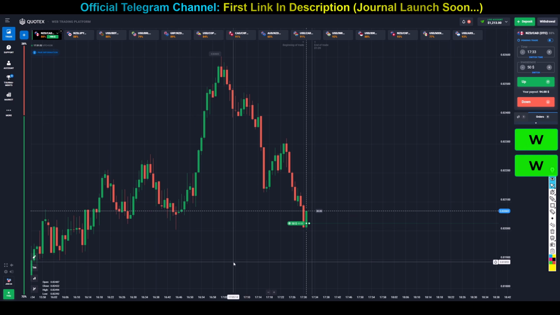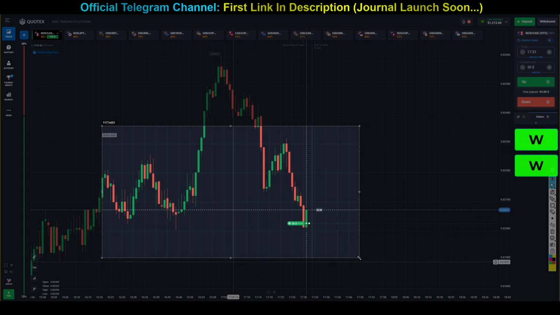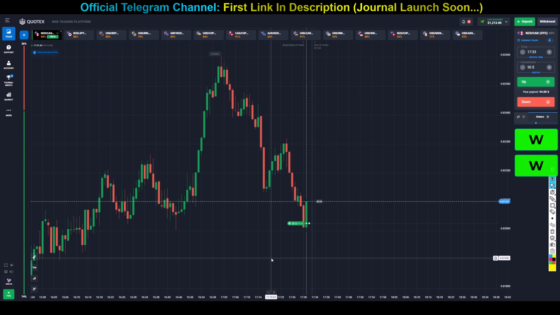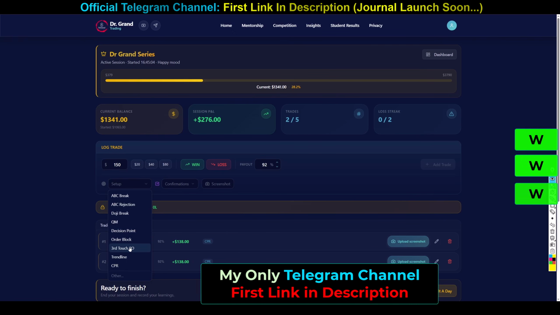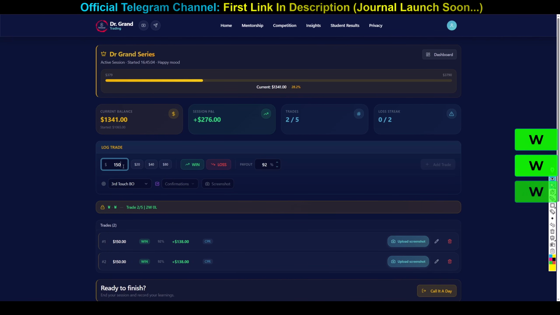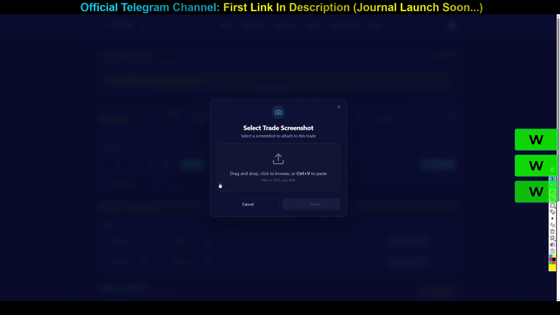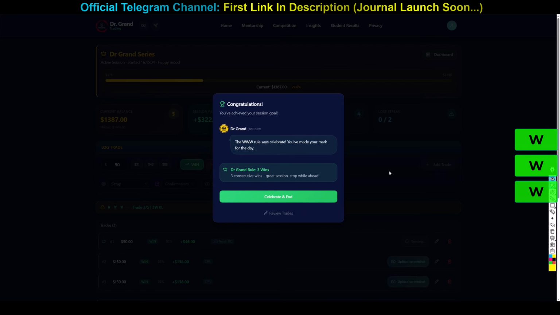Oh, on my previous trades, I forgot to take a screenshot for the journal, but I will try to add it after the session. Okay, that was a winning trade. That was a third touch breakout, and it was 50. There we go. This is when we went 3 trades, we need to stop the session, okay?